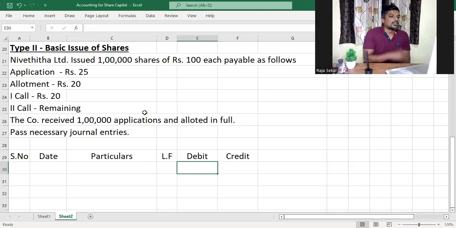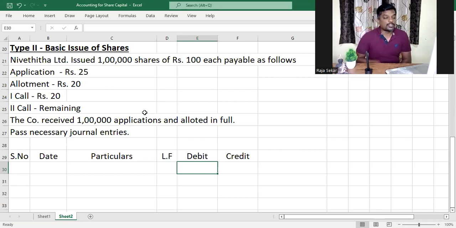Let me read the problem out aloud for you to understand, and then we'll go ahead solving the problem. So, basic issue of shares. It's not complicated at all, but it's very important that you understand the basic issue of shares, the transactions involved in it, and the journal entries that are supposed to be passed for each transaction.